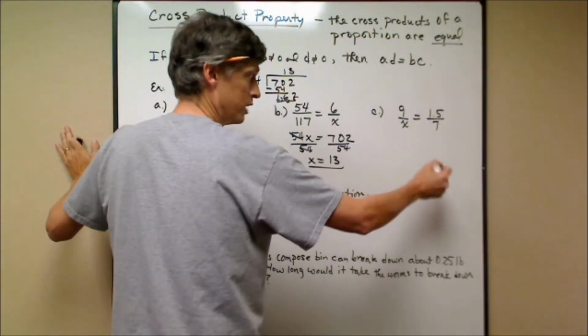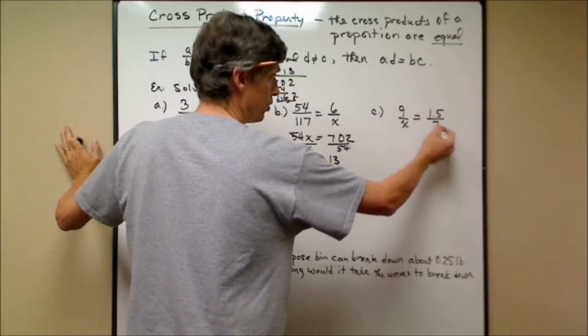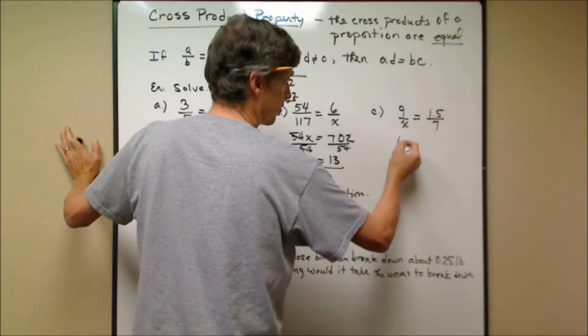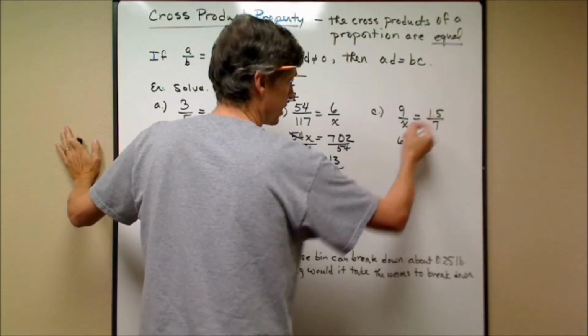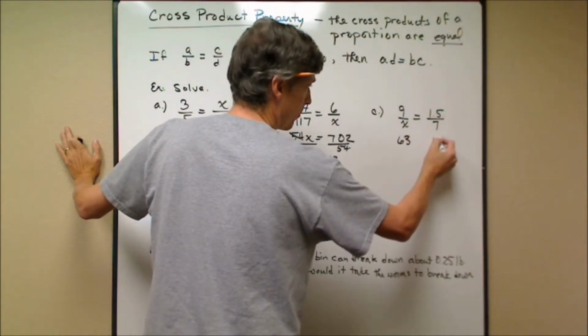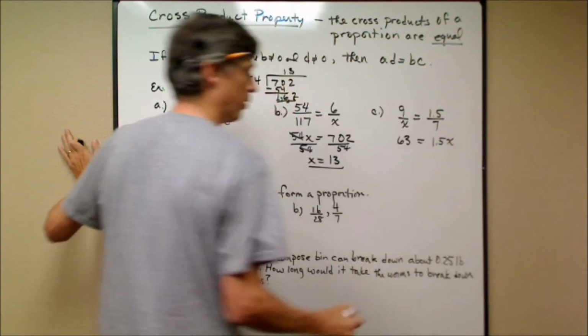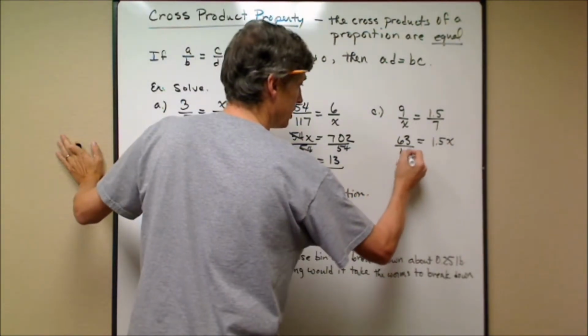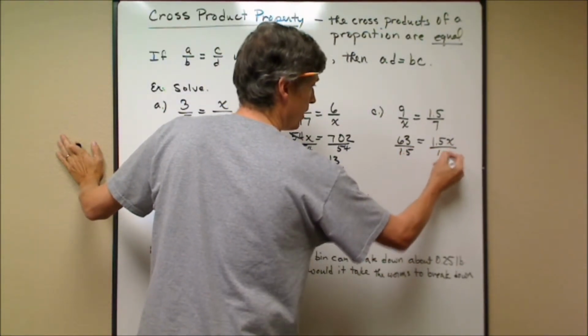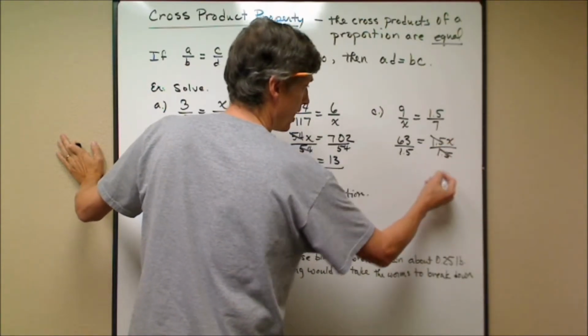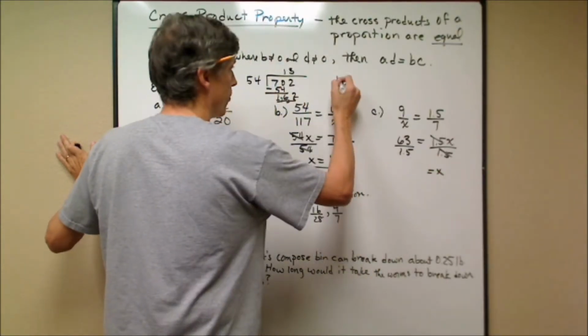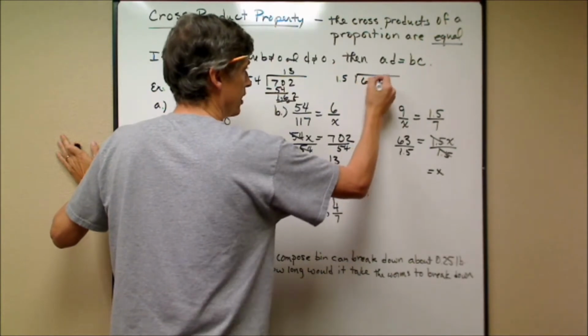Now this one has a decimal on it, but don't get intimidated by that. I still do this cross product, that's 63. And I do this cross product here, that's going to be 1.5x, and I'm going to set them equal. Now I'm going to divide both sides in this problem by 1.5, whatever's times the variable, and I get x is equal to now 1.5 into 63.